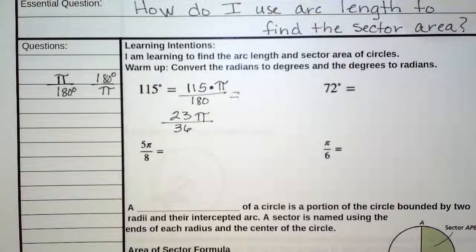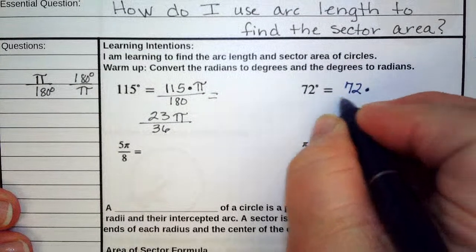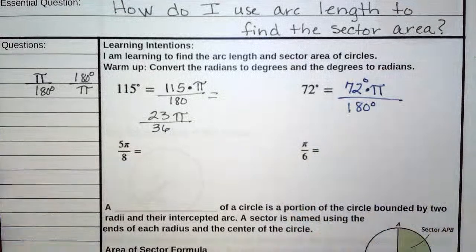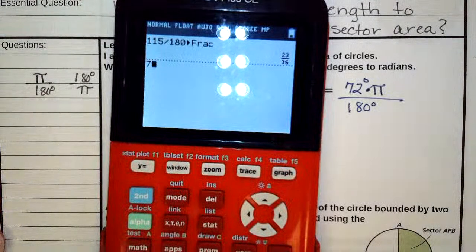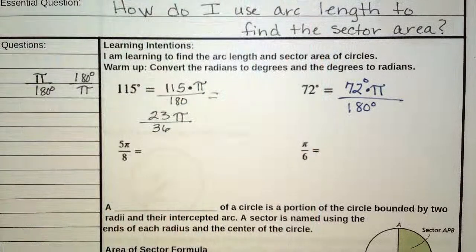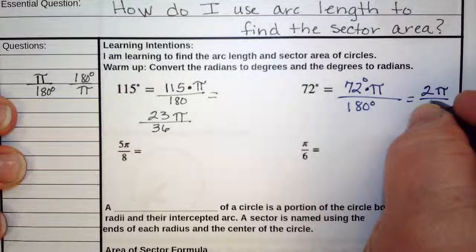Okay, since we did the first one together, can you do the second one on your own? Once again, to simplify my fraction quickly, 72 divided by 180, math, enter. 2/5. So this is 2/5 pi radians.